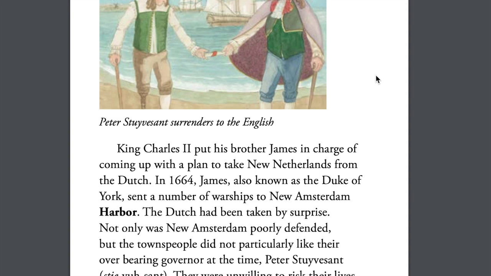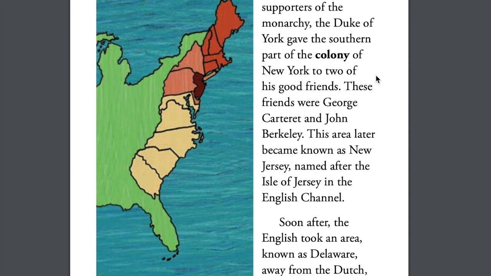King Charles II put his brother James in charge of coming up with a plan to take New Netherlands from the Dutch. In 1664, James, also known as the Duke of York, sent a number of warships to New Amsterdam harbor. The Dutch had been taken by surprise. Not only was New Amsterdam poorly defended, but the townspeople did not particularly like their overbearing governor at the time, Peter Stuyvesant. They were unwilling to risk their lives for him against the English, so Peter Stuyvesant had no choice but to surrender. And so the Duke of York had carried out his mission without firing a single shot. King Charles II was very pleased indeed.